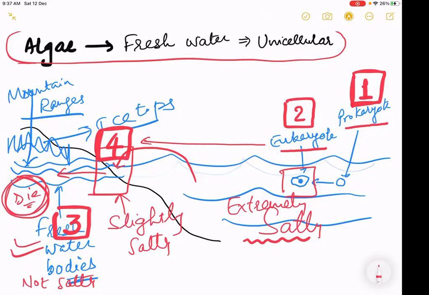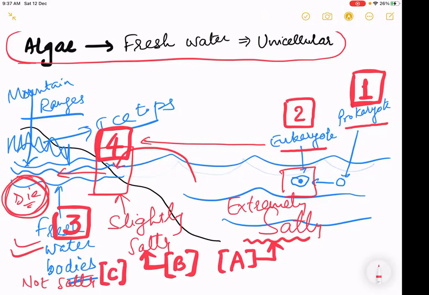So we have 3 zones now. One, that is A, extremely salty water. B, partly salty water. And C, fresh water, that is no salt. Now, by tidal activity, organisms are moving from extremely salty to slightly or partly salty, and from slightly salty to no salt at all, to fresh water.